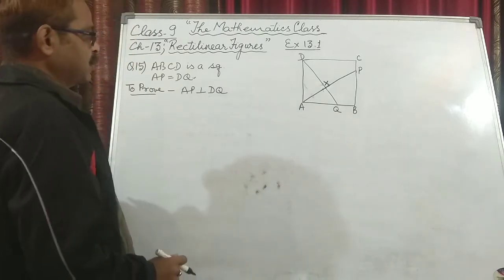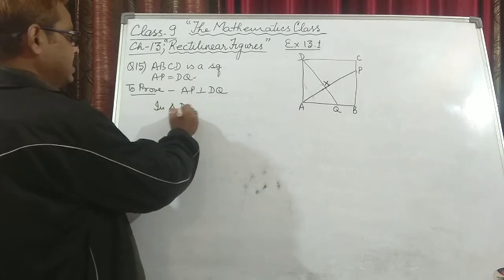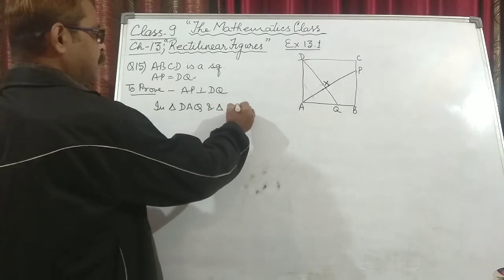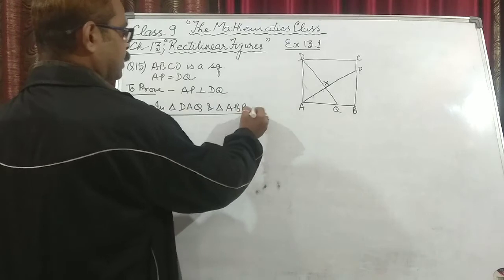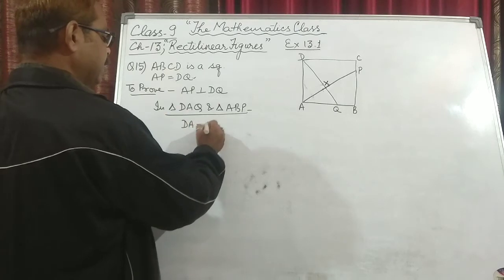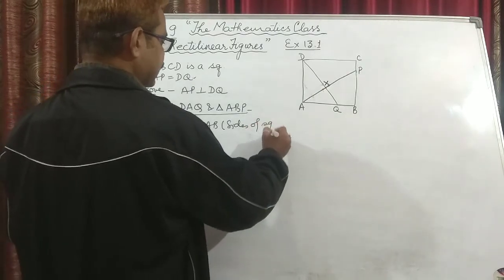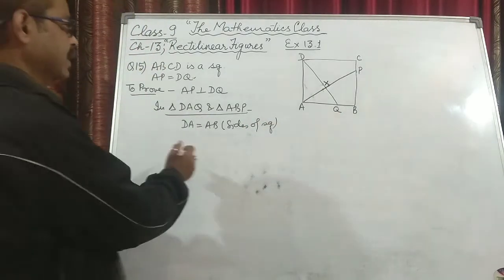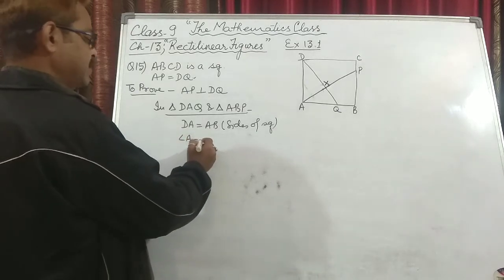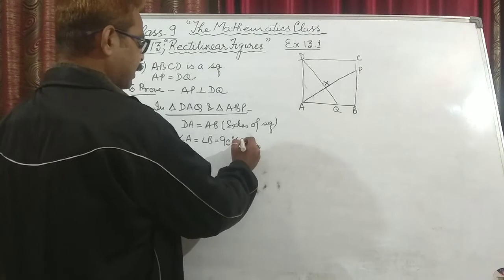Now what we can do, first of all we will take two triangles. In triangle DAQ and triangle ABP, DA is equal to AB because of sides of a square, and we know that sides of a square are equal. Then in triangle DAQ we can say angle A, and in triangle ABP we can say angle B, are equal to 90 degrees because these are angles of a square.